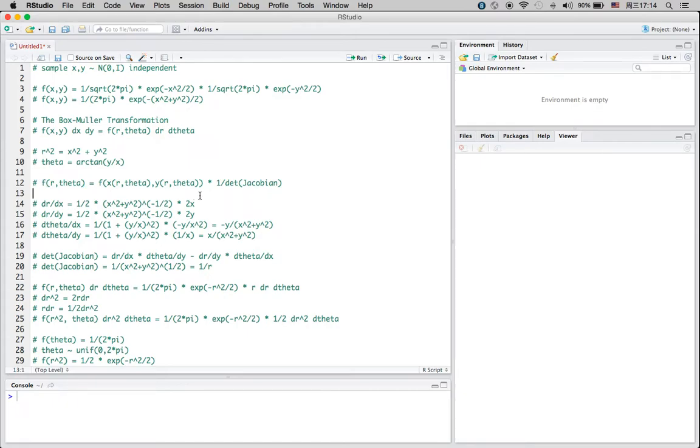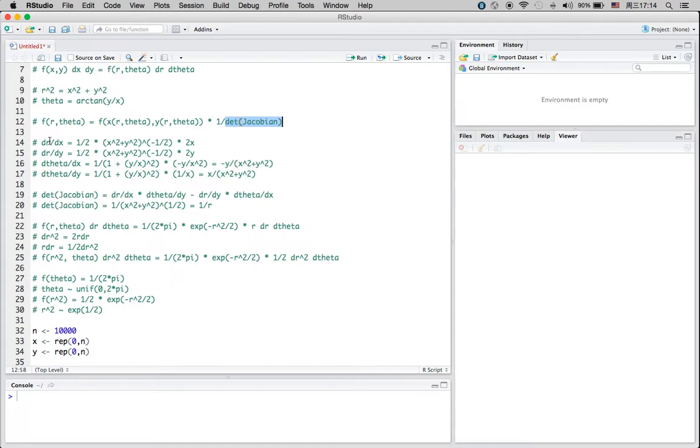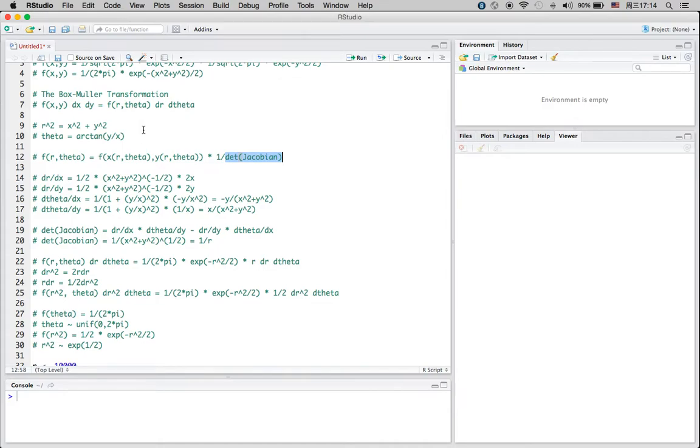Okay, so now let's calculate the Jacobian here. The Jacobian is basically a matrix, and the matrix is written with dr dx as your first entry, and then your second entry on the first row is dr dy. So whenever you have a new variable, you put it on a row, and then take the derivative with respect to all your target variables. So you have dr dx and then dr dy.